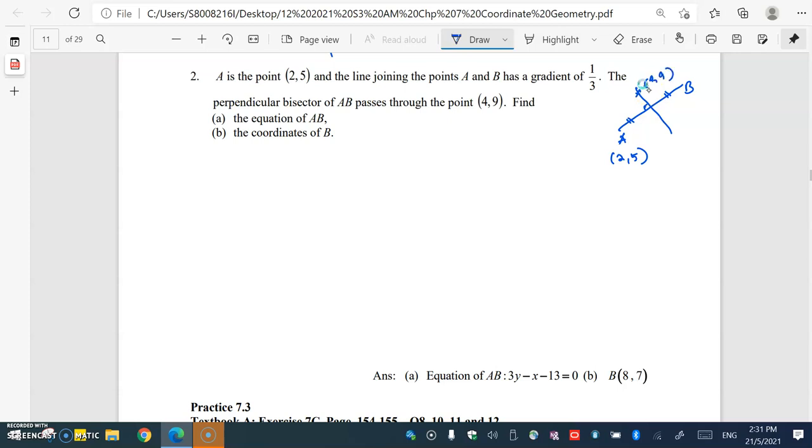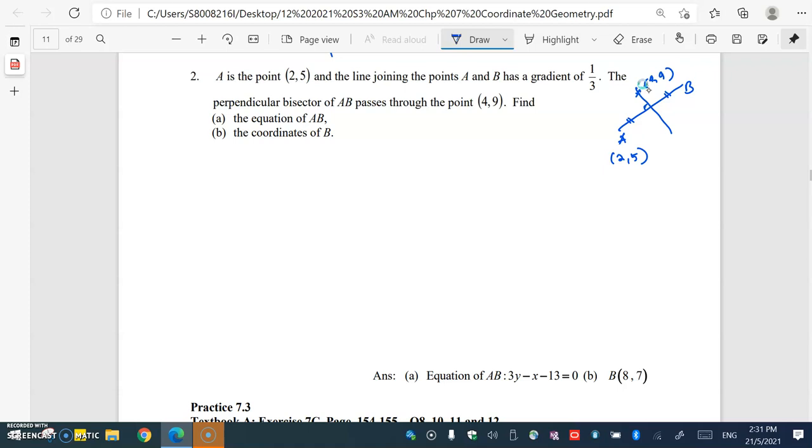Note, the question didn't say that the line AB and the perpendicular bisector intersect at (4, 9). It says that the perpendicular bisector actually passes through (4, 9). So you cannot assume that there is a midpoint at (4, 9) and then close shop.